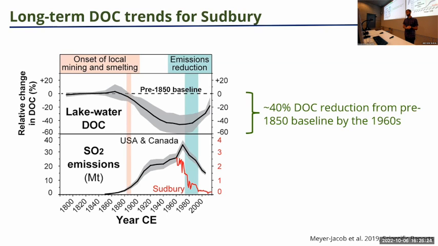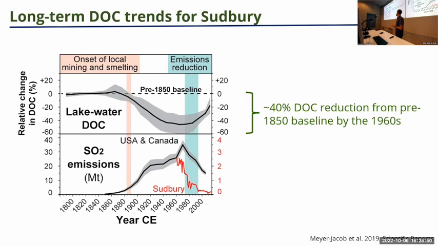What we clearly could show is that the onset of smelting and mining led to a decline in dissolved organic carbon concentration, shown in the uppermost panel. The data is expressed as relative change compared to pre-industrial, pre-1850 conditions. Following the onset of acid deposition, we have a strong reduction, about 40 to 50%, in lakes across the Sudbury landscape.